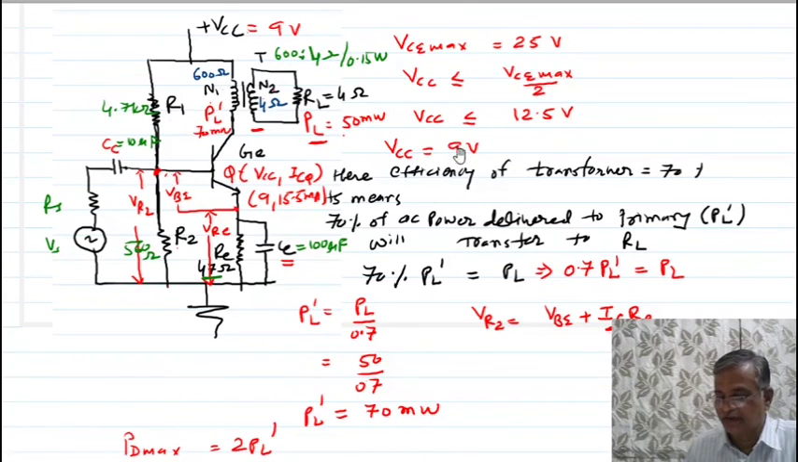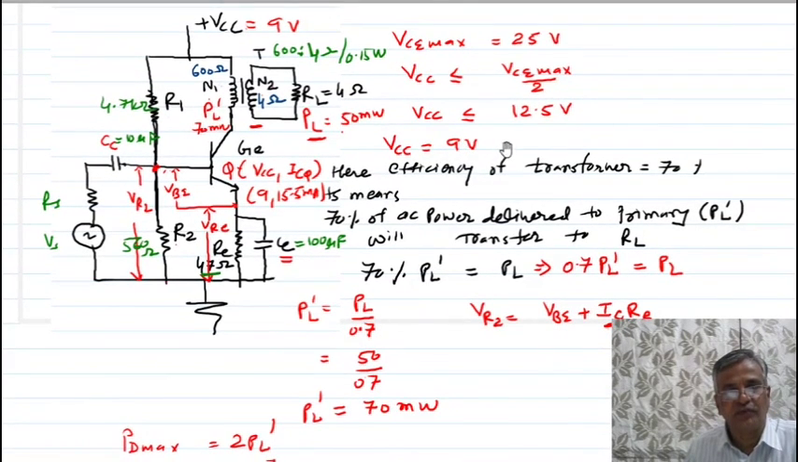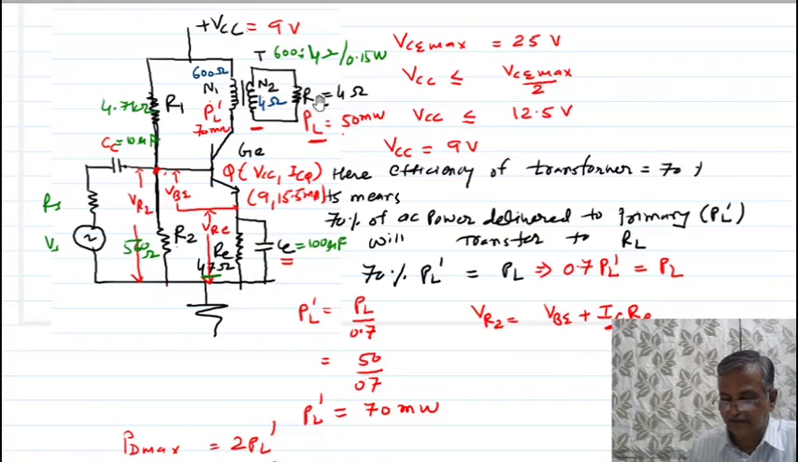So VCC I have taken 9 volt because in the market a 9 volt battery is available, so this may be portable. So I get the value of PL dash here. PL they have given 50. I got this value.